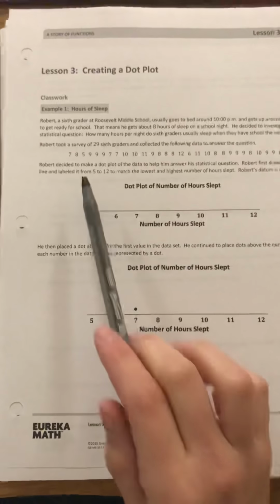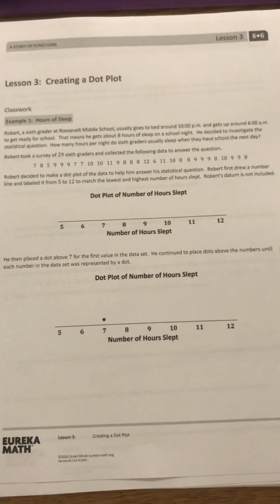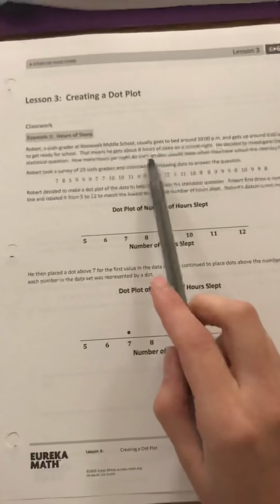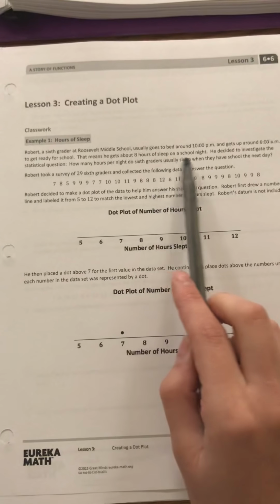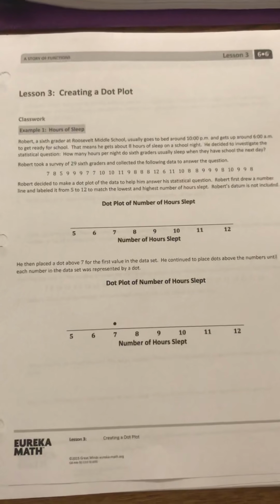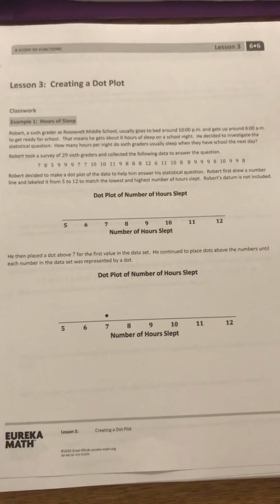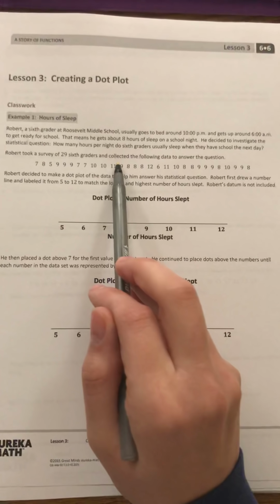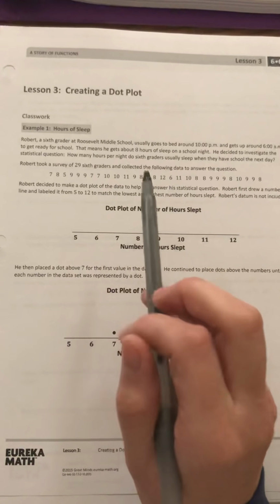So it's going to talk about Robert, who's a 6th grader at Roosevelt Middle School, and he goes to bed around 10 p.m. and gets up around 6 a.m. to get ready for school. That means that he only gets 8 hours of sleep on a school night. He decided to investigate the statistical question: How many hours per night do 6th graders usually sleep when they have school the next day? Right below is a survey of the 29 6th graders and the collected data that he had.